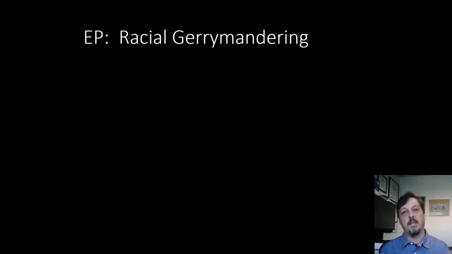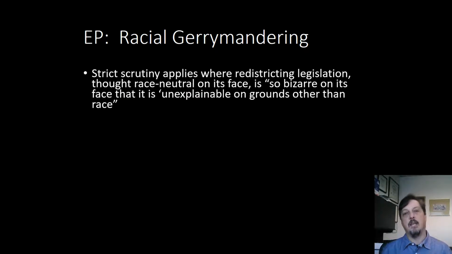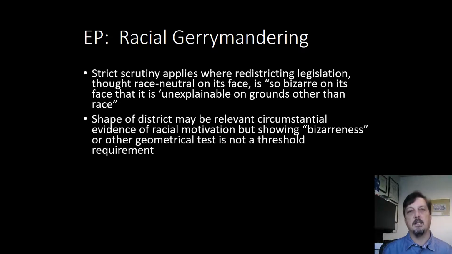Then under equal protection, we looked at the question of racial gerrymandering. And we said that strict scrutiny will apply where there is redistricting legislation that is race neutral on its face, but that, and this is the language of one of the cases we looked at, is so bizarre on its face that it's really unexplainable otherwise than on the basis of race. Now, as we talked about it and looked at some of these cases, we saw that merely the shape of the district is not going to be enough to say that it's a racial gerrymander.